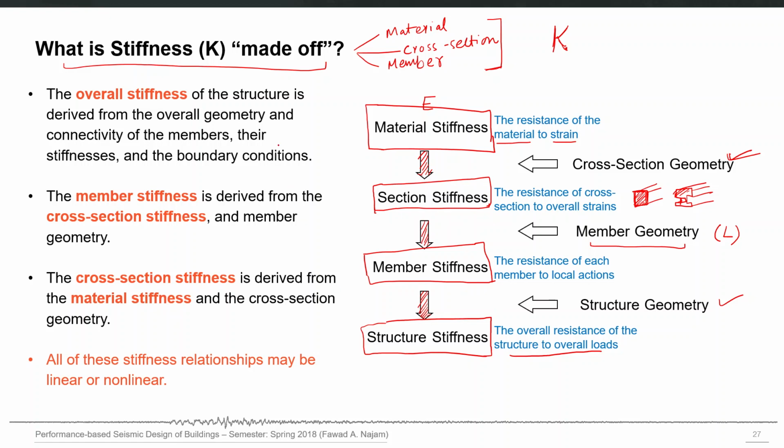So the summary is that overall stiffness of the structure is derived from the overall geometry and connectivity of the members, their stiffnesses and the boundary conditions. The member stiffness is derived from the cross section stiffness and the member geometry. The cross section stiffness is derived from material stiffness and the cross section geometry. All of these stiffness relationships may be linear or non-linear, which means that they can follow the linear Hooke's law or they may not be following that Hooke's law depending upon the type of material or the type of structure.